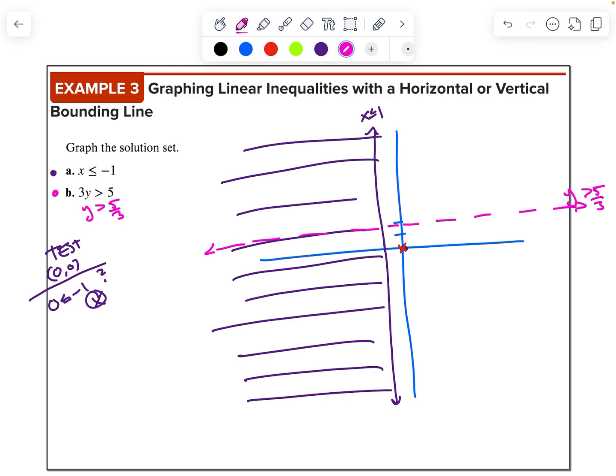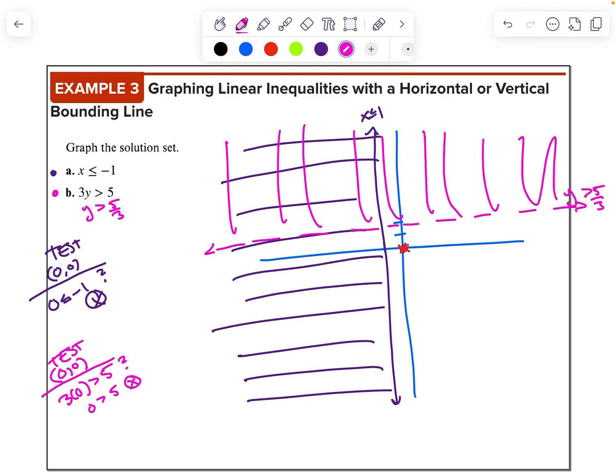All right, we need to shade here. Again, I can pick (0, 0) as my test point. Test (0, 0), and let's see if 3 times 0 is greater than 5. Is 0 greater than 5? No, 0 is not greater than 5. That means we need to shade not towards that dot. We need to shade the opposite way, which means I'm going to shade up here.